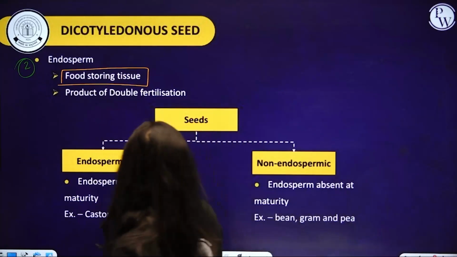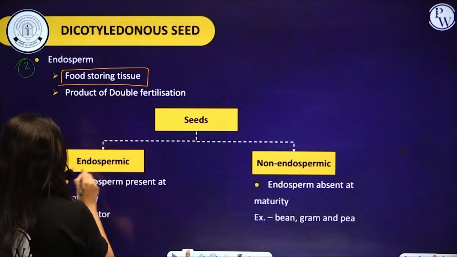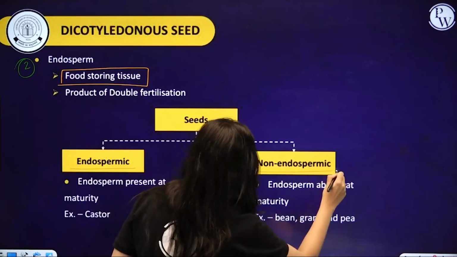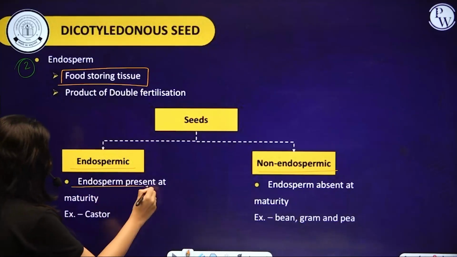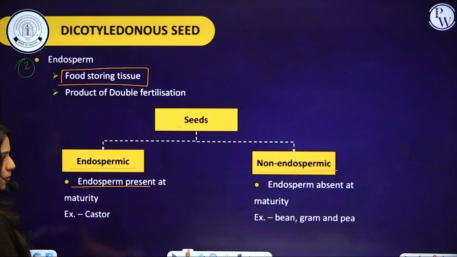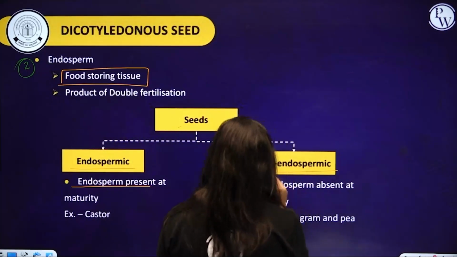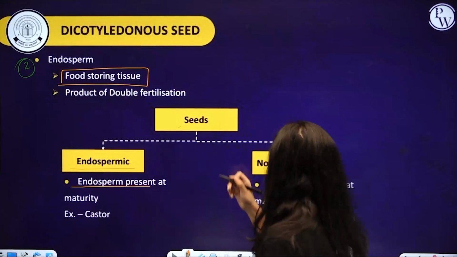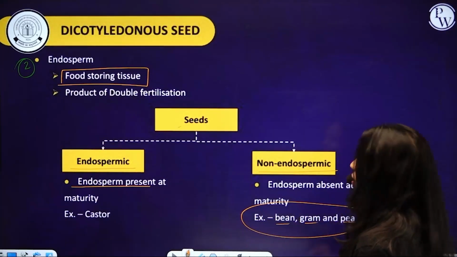So depending upon the presence of endosperm, seeds are of two types: endospermic, non-endospermic, self-explanatory. If at maturity endosperm is present in the seeds, it is called endospermic. If at maturity endosperm is absent in the seeds, it is called non-endospermic. Most dicotyledonous seeds are non-endospermic, example bean, gram, pea.